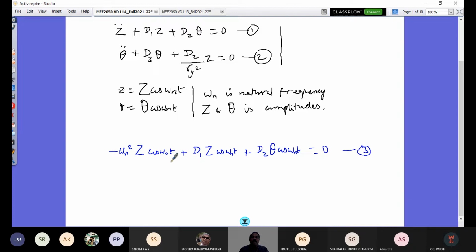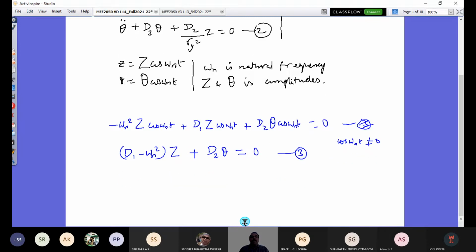Now if I group this Z and theta, what will I have? In this, cos omega nt cannot be 0. I can take that common out and the remaining can be equal to 0. So this is going to be d1 minus omega n squared into Z plus d2 theta equals 0, which is my equation 3. So let's call this equation 3.